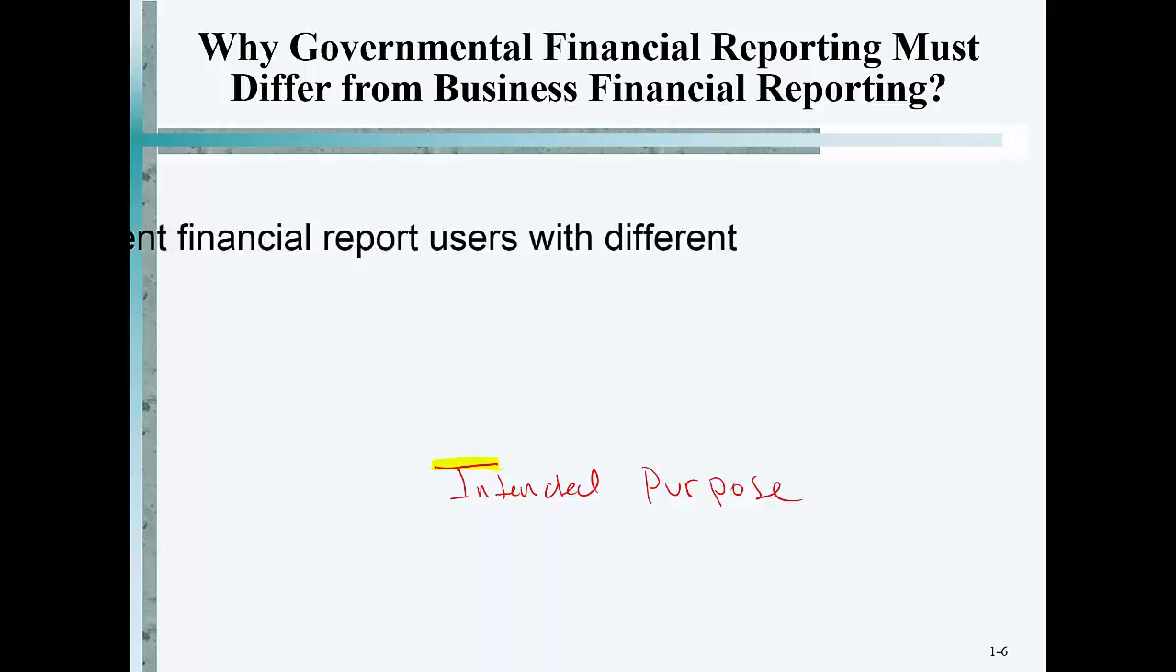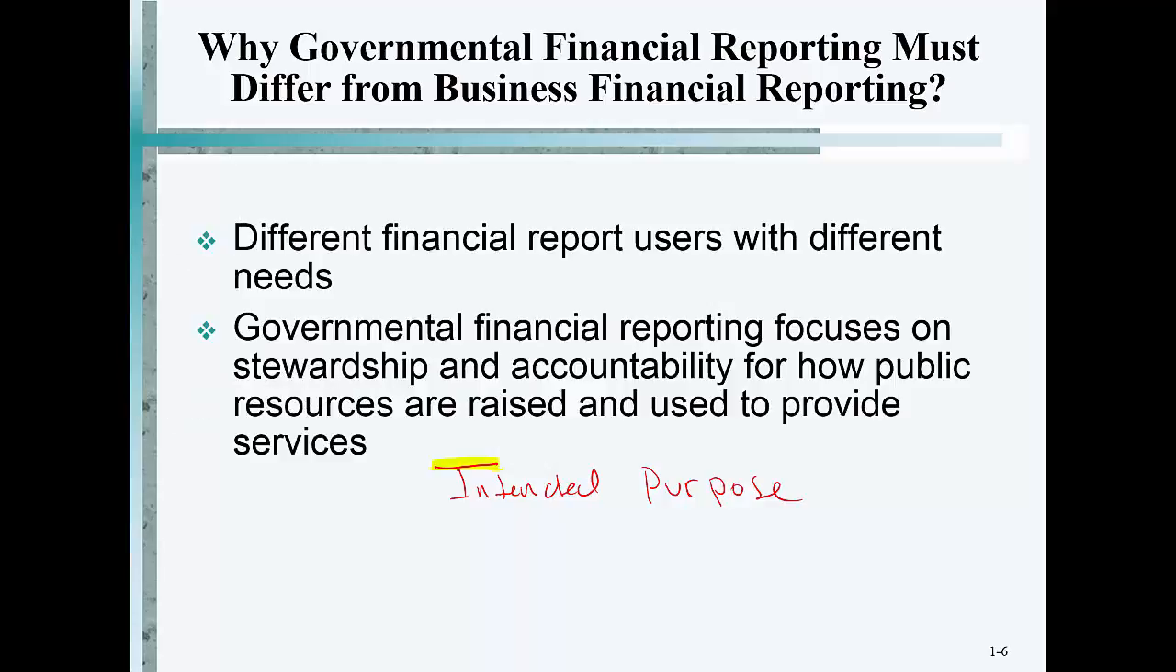And when we look at our financial reports for state and local government, we are basically seeing that money is spent for its intended purpose. Are we spending money for its intended purpose, and are we spending it in the correct amounts?